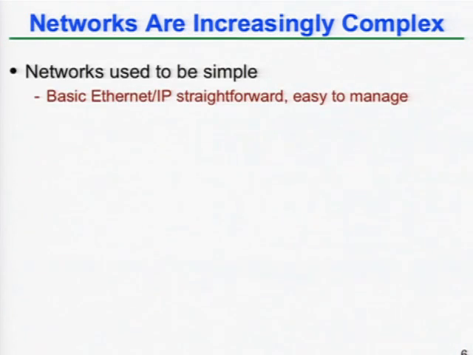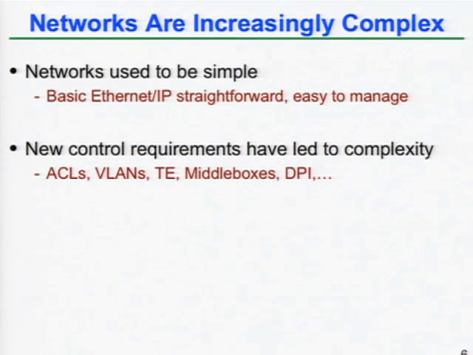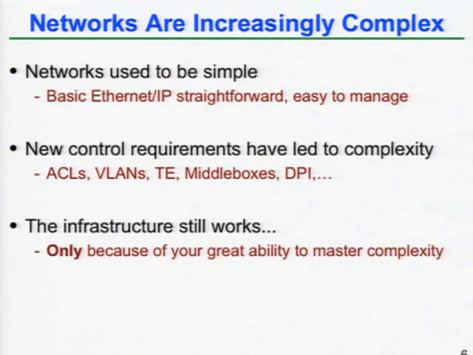So we all know that networks are becoming increasingly complex. You know, when they were first designed, they were actually quite simple. I mean, Ethernet is an incredibly simple networking design. There's nothing complex about it. And the same thing with IP. At its core, it's very simple. We have all these new control requirements that have led to the complexity. We have ACLs and VLANs and traffic engineering and middleboxes and deep packet inspection. And that's made what used to be this sort of very elegant design very complex. Now, the infrastructure still works. And that's because people like you are great at mastering the complexity.